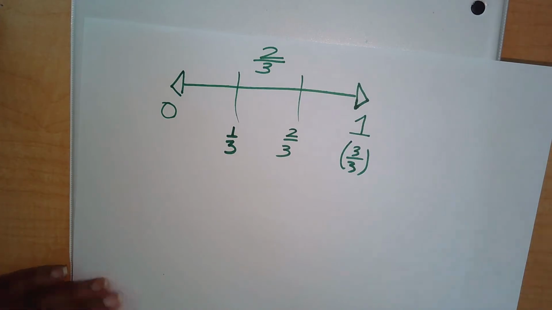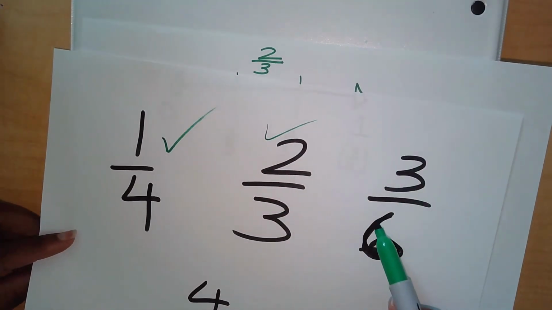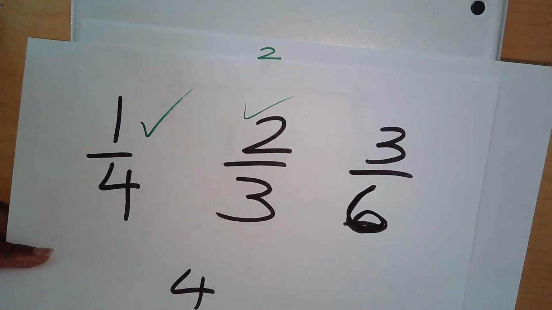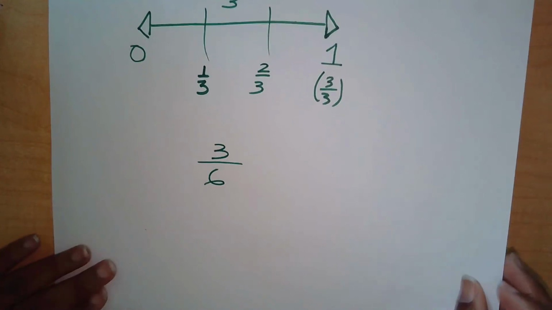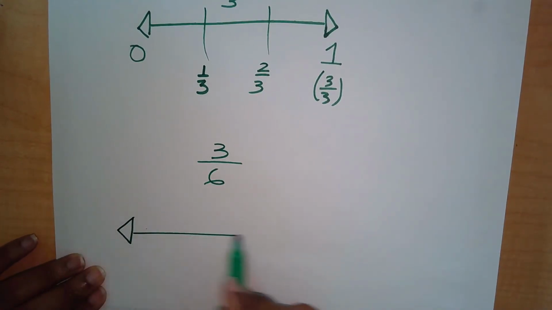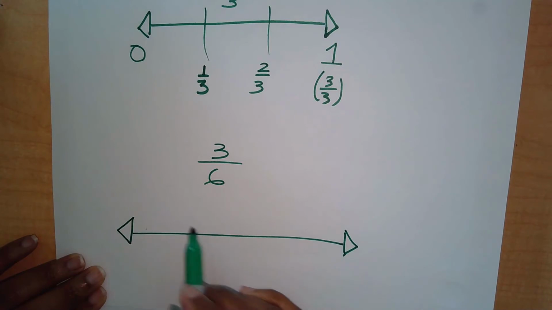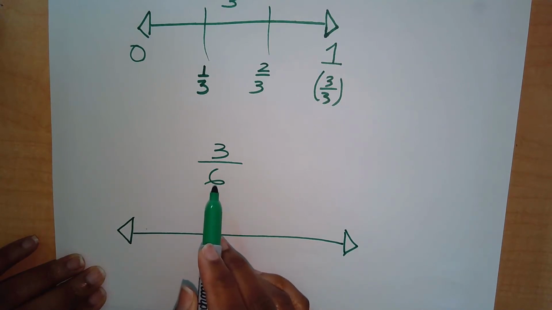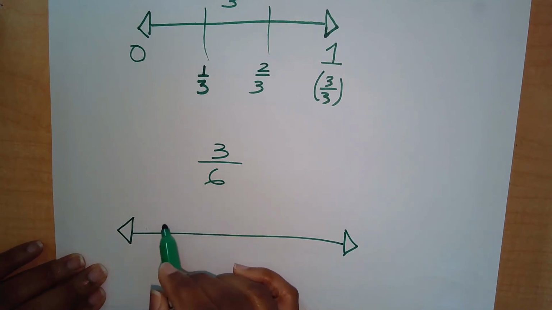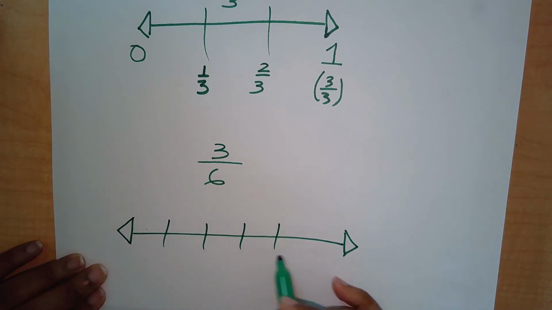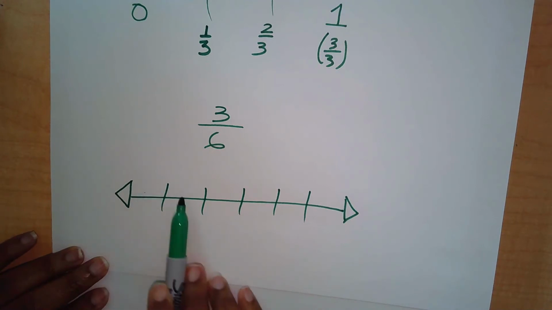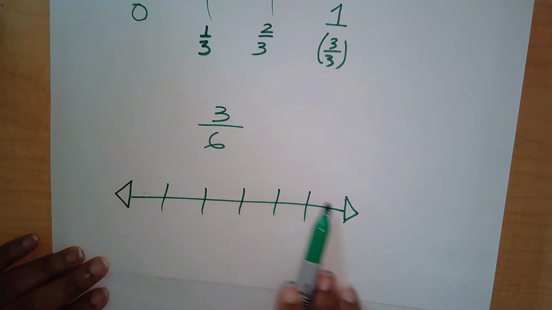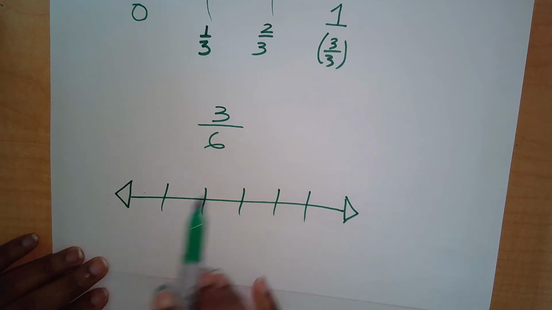Now let's try finding 3/6 on a number line, or representing 3/6 on a number line. How do we do that? Well, because we have 6 equal parts, so I would need my 5. 1, 2, 3, 4, 5. Almost made it. So let's see if I have 6 equal parts. 1, 2, 3, 4, 5, 6. And now we're going to try to find 3/6 on this number line.